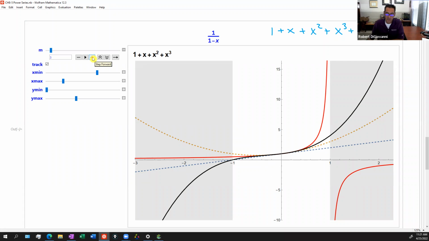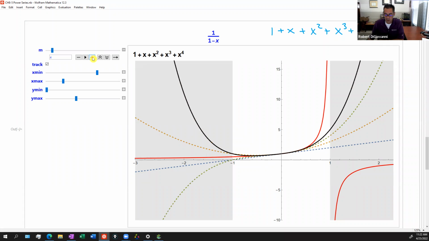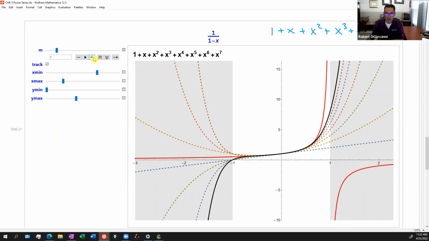Okay, better, a little bit. Let's keep going. Notice what's happening over here. Notice what's happening here and notice what's happening here. Here we go again. Do you see it marching its way towards that graph?